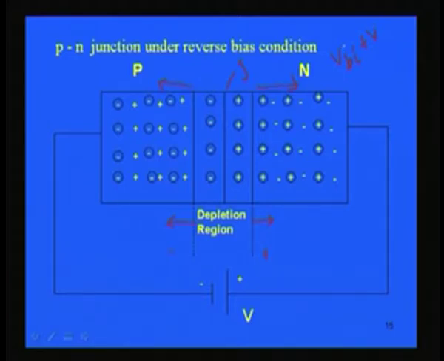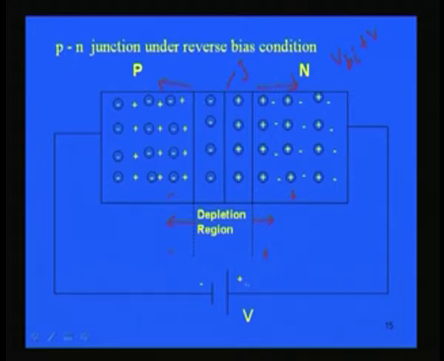That means it will be offering very high resistance to the flow of the charge carriers, that is, diffusion will not be taking place now. So, the diffusion current is 0. The only current which will be flowing, but that is also in the micro-ampere order, is due to the minority carriers, because minority carriers are holes in the N type and electrons in the P type.